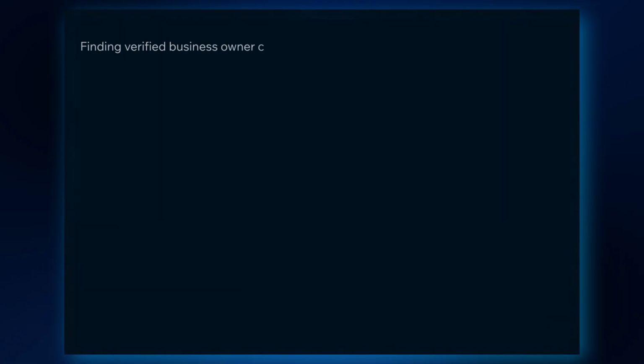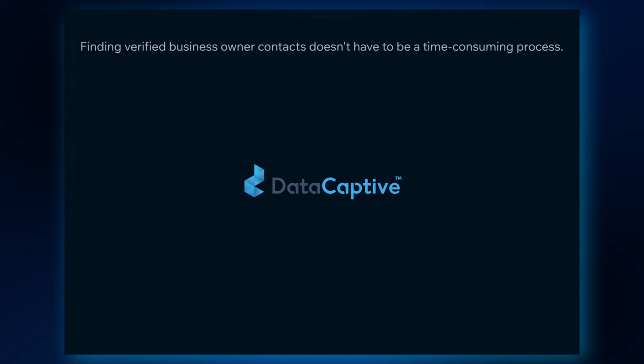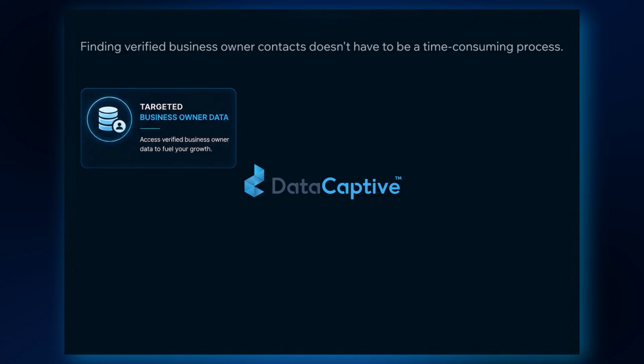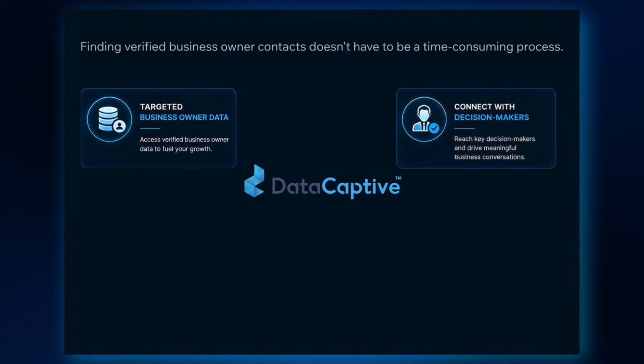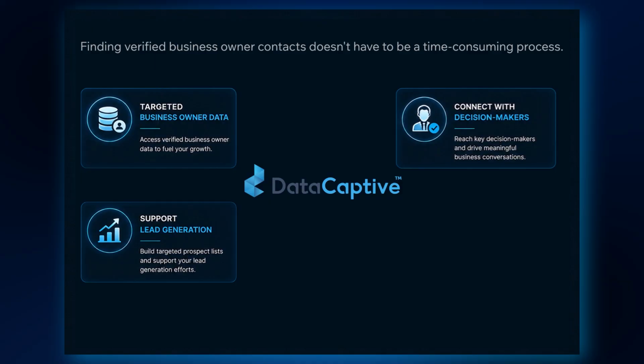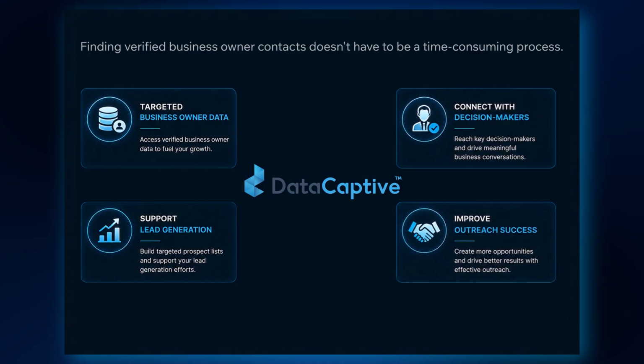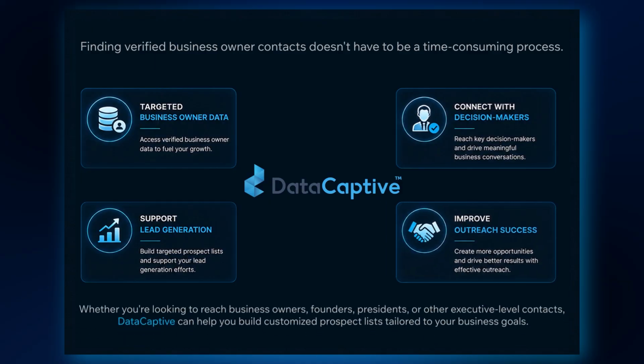Finding verified business owner contacts doesn't have to be a time-consuming process. With DataCaptive, businesses can access targeted business owner data, connect with key decision makers, and support their lead generation and outreach efforts more effectively. Whether you're looking to reach business owners, founders, presidents, or other executive-level contacts, DataCaptive can help you build customized prospect lists tailored to your business goals.